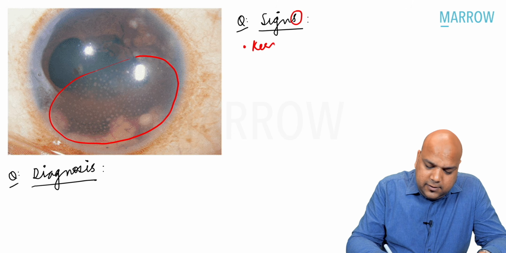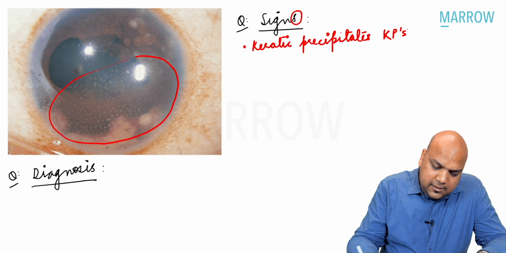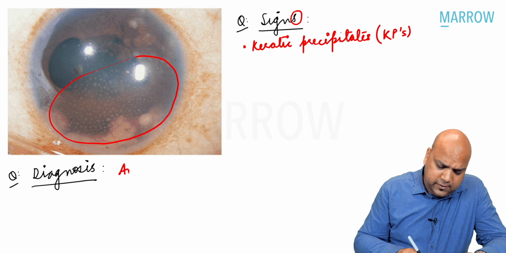So, what are these, everyone? Yes, sir, we know them. These are keratic precipitates. Now, as soon as I know keratic precipitates or KPs, I know KPs are found in only one disease, that is anterior uveitis. So, my diagnosis becomes pretty clear that it is anterior uveitis.